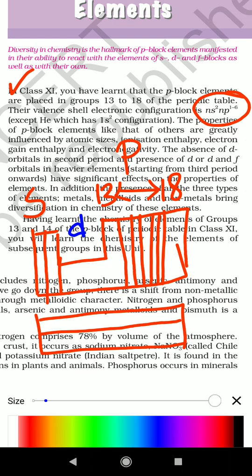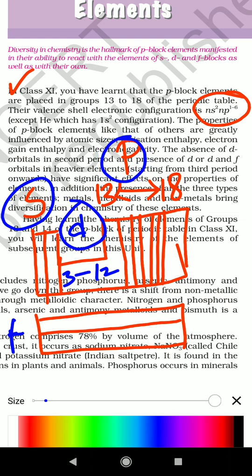Group 3 up to 12, these elements are called D block elements. And at the bottom there are two rows, which are called F block elements. So totally 4 blocks of elements are constructed: S block, P block, D block and F block elements.